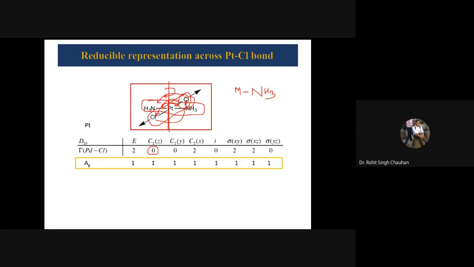Now the same thing is going to happen with respect to Y, and Y was along this axis, if you remember. So ammonia is going to be shifted, so automatically things are going to change here. So this is again 0.